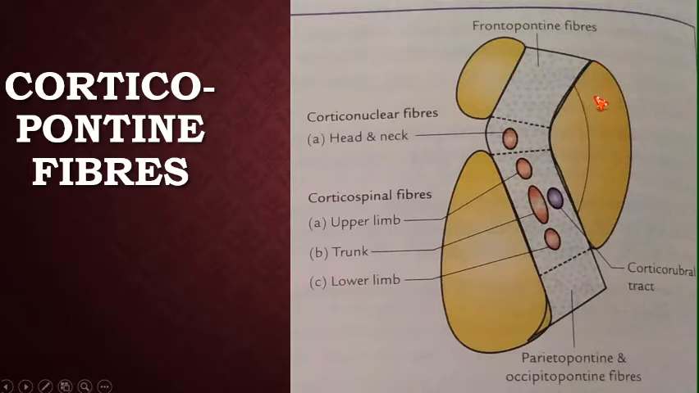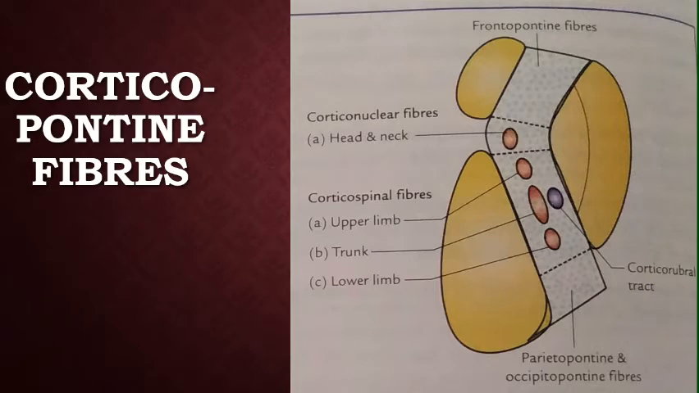Then the posterior limb lies between the thalamus medially and the posterior part of the lentiform nucleus laterally. The genu is a curved bend between the anterior and posterior limbs, with the concavity of the bend facing laterally. The retrolentiform part lies behind the lentiform nucleus. The sublentiform part is present below the lentiform nucleus.